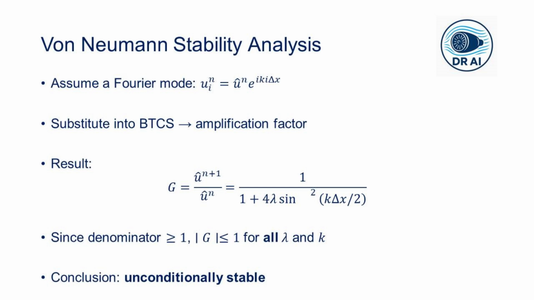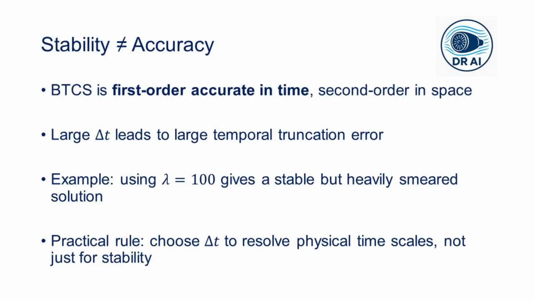That means the magnitude of the amplification factor is always less than or equal to 1. In other words, every Fourier mode is damped or at most stays the same. There is no growth. This is the mathematical proof that the backward in time centered in space scheme is unconditionally stable for the linear diffusion equation.